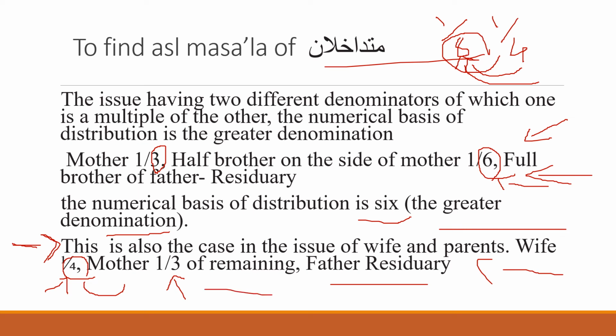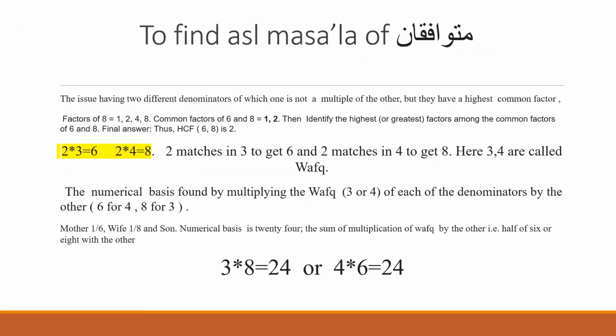Okay, so please understand how to find in the cases of mutadakhilani. Next, to find the asl al-mas'ala of mutawafiqani. The issue having two different denominators of which one is not a multiple of the other. If it is a multiple, what is it called? Please say what it is called. That is mutadakhilani. So one is not a multiple of the other, but they have a highest common factor.